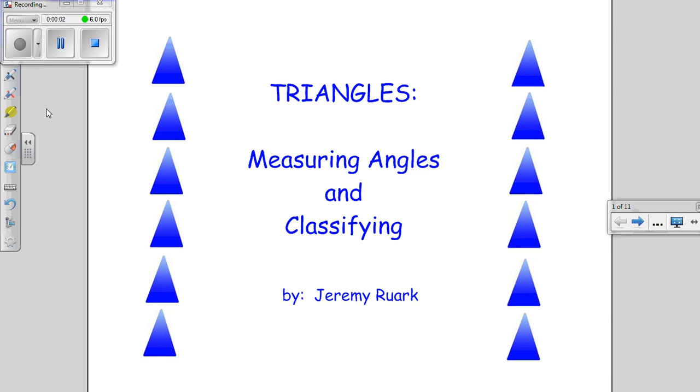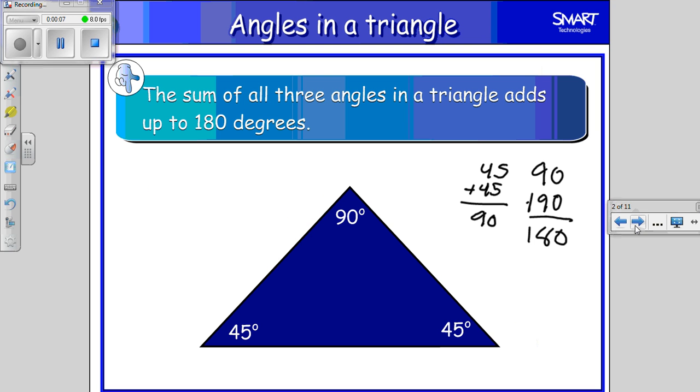Today we're going to be going over measuring triangles and classifying them. The sum of all three angles in a triangle adds up to 180 degrees, and this is called the triangle sum theorem. Just as long as you know it adds up to 180, you notice I showed you 45 plus 45 is 90. 90 plus 90 is 180, so we know that this is in fact a triangle.